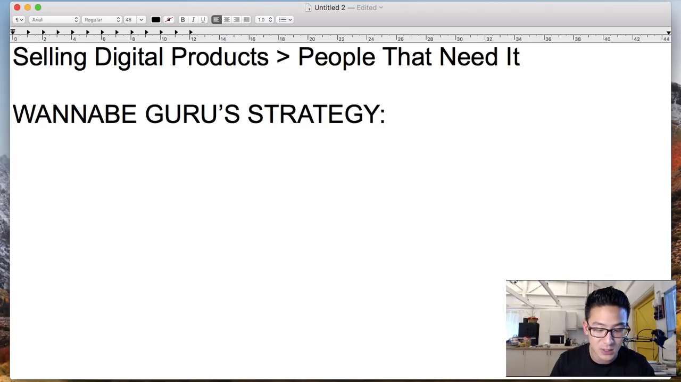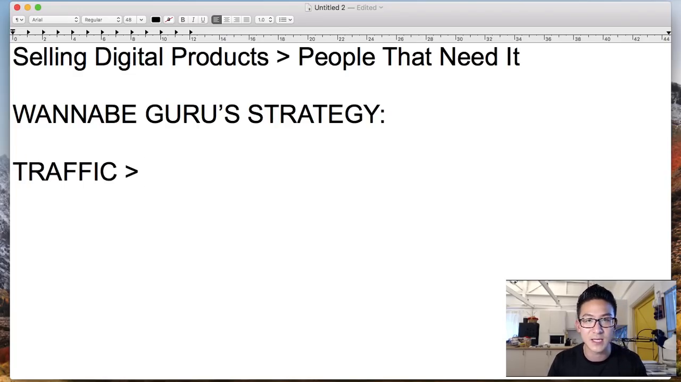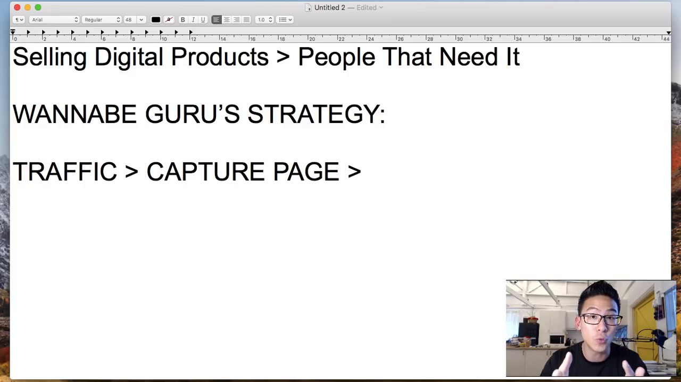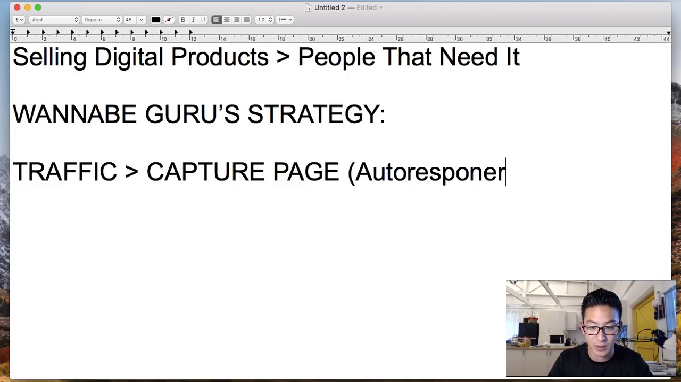So what is this strategy? This is what they teach you, okay? They say you got to master traffic, which is fine, okay? And then they say send traffic to a capture page, all right? Now, if you guys don't know what a capture page is, it's a website that you own that asks your potential customers for an email address so that you can start to follow up with them, okay? Once they enter that email into your capture page, they go into something called an autoresponder, which you also own. It's your email database, and you start to follow up with them on a regular basis.